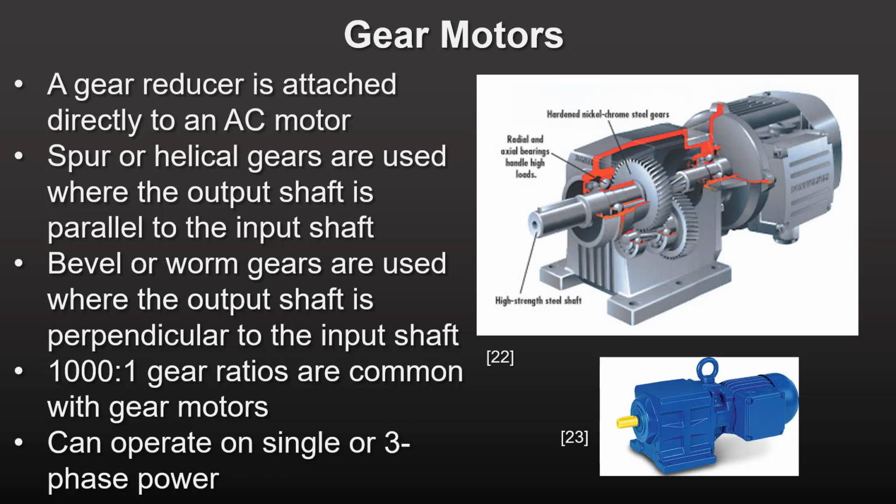1,000-to-1 gear ratios are common in gear motors. This means the torque output of the gear assembly is 1,000 times as large as that of the motor. The speed of the output shaft is only 1,000th of the speed of the motor shaft. Gear motors are popular in large mechanical lifts, medical equipment, and power jacks. They operate on either three-phase or single-phase AC power, depending on the design of the motor itself.